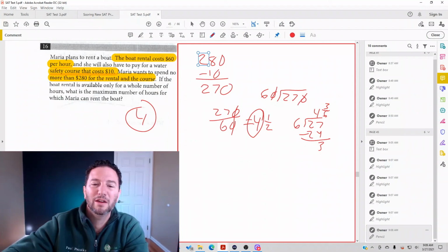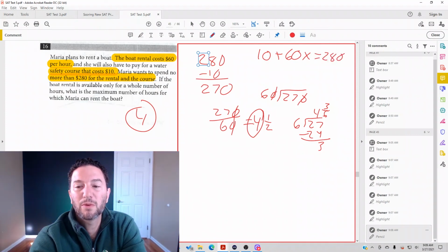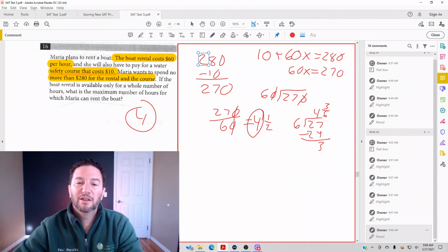One more way you could have done it, which would be, it's going to be 10 plus 60 times x if x is the number of hours, and that's going to equal your $280. So this is where you're setting it up like a linear equation. And then if you subtract 10 from both sides, you get 60x equals 270. Then you divide both sides by 60, and the finish is the same.